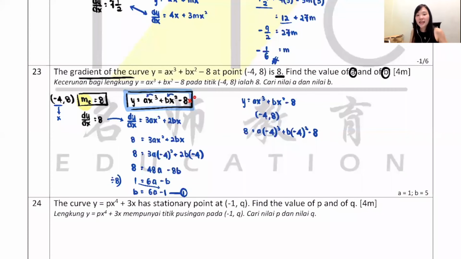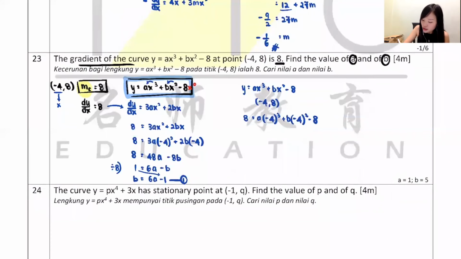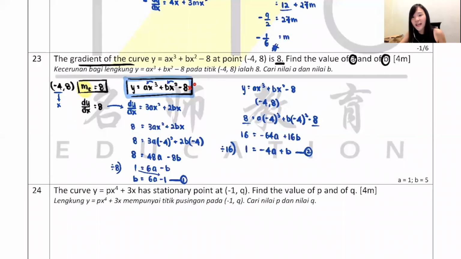Square, -8. Let me expand it. So guys, 8 and 8, I combine 16. So -4, if I cube it, -64A. -4, if I square it, +16B. Can you see that? Again, if I can simplify, I will simplify. Of course, it's not necessary, but normally you should do that to avoid careless mistakes. This one divided by 16, 1. This one divided by 16, -4A. This one divided by 16 is a single B. Okay, just like that, I got my perfect equation 2.